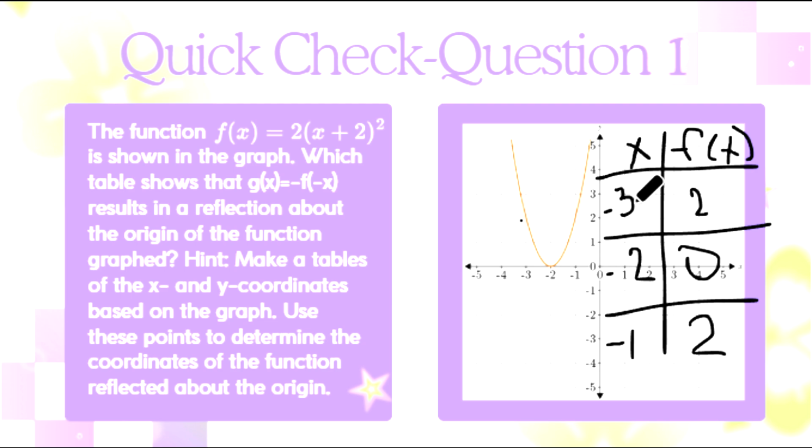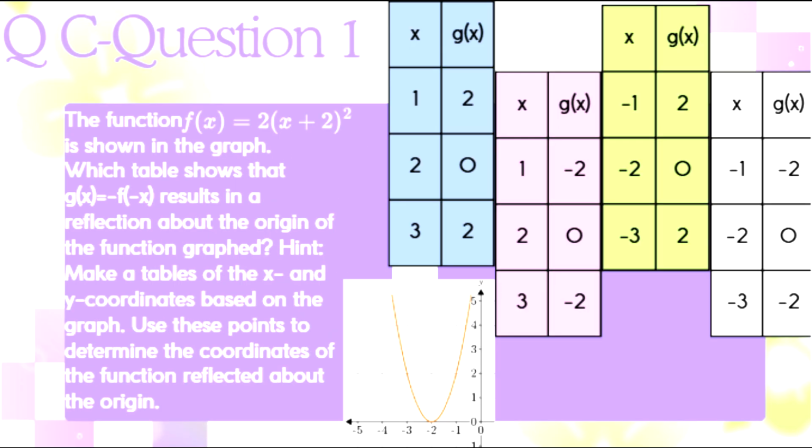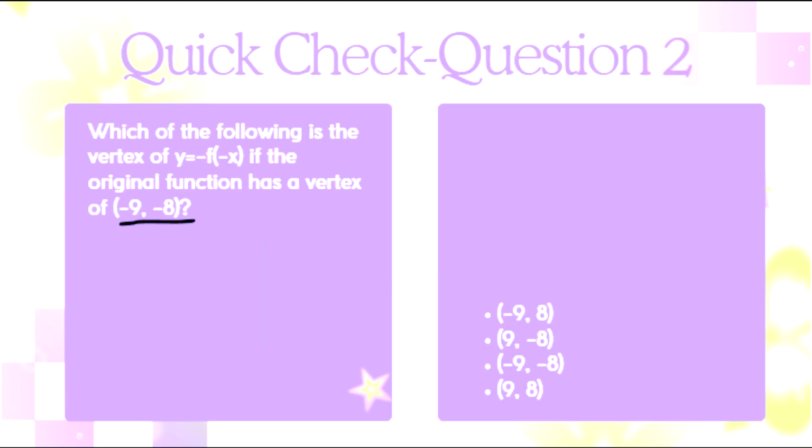So I just went through and made a table of this graph. So our first one is negative 3 and 2, and then we have negative 2, 0, and then we have negative 1 and 2. This is the table for this graph. You need to find the table for the reflected graph on this page. Okay, don't overthink it.